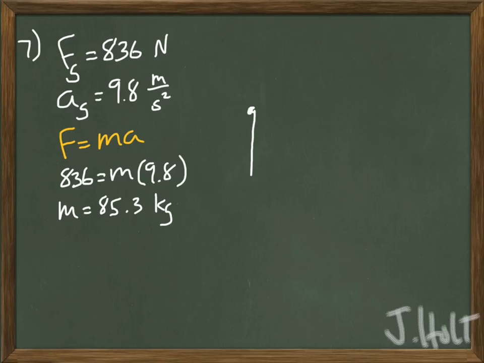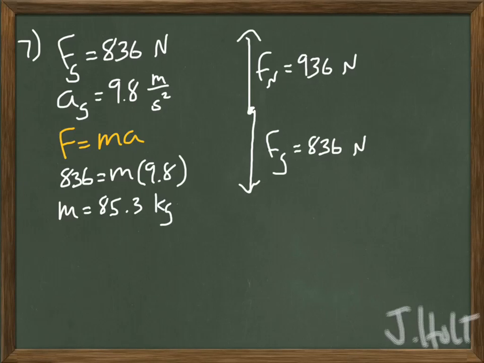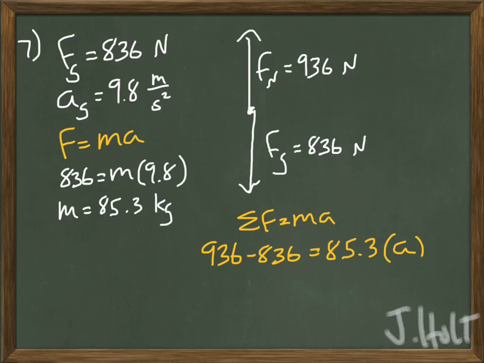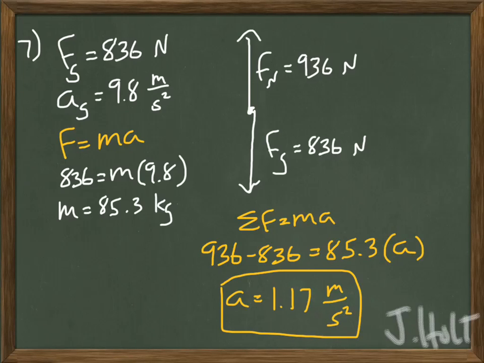Now, let's draw a quick FBD here. We got the force of gravity going down. We already know what that is. It's given, 836. And the force of the scale is given in the problem, 936. Remember, a scale tells you the normal force. So if the scale reads 936, that means the normal force is 936. And we already know what the force of gravity is. So we can set up Newton's second law here. Sum of the forces equals mass times acceleration. So it's going to be 936 minus 836 equals mass, which we know, times acceleration, which we don't know. So all we need to do is divide to find the acceleration. And it's positive because we're accelerating upwards.